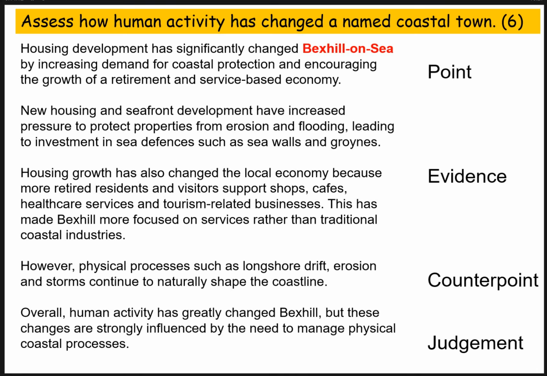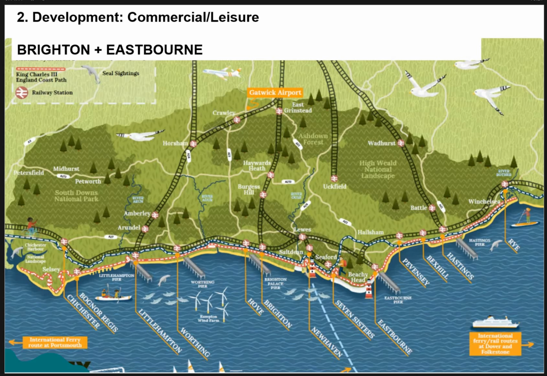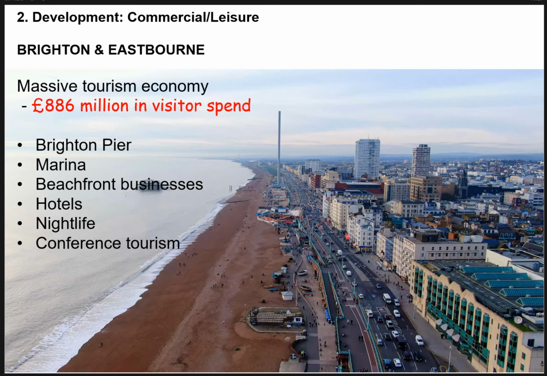So now let's look at the second strand of development. This is around commercial and leisure. And for this, we're going to move slightly west and have a look at the areas of Eastbourne and Brighton. Now, Brighton's very famous on the south coast, in London and the southeast. Most people have gone to Brighton. It's not too far from London. It's a famous and popular tourist place.